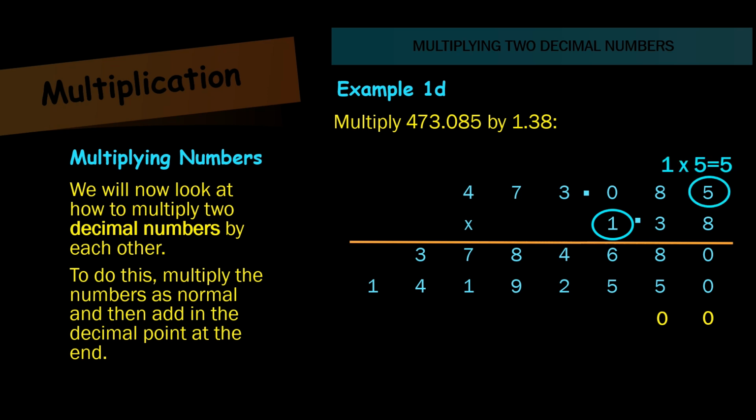So 1 times 5 is 5. Position this to the left of the 0 as shown. 1 times 8 is 8. Position this to the left of the previous digit as shown. And now continue in the same way until you reach the very end.